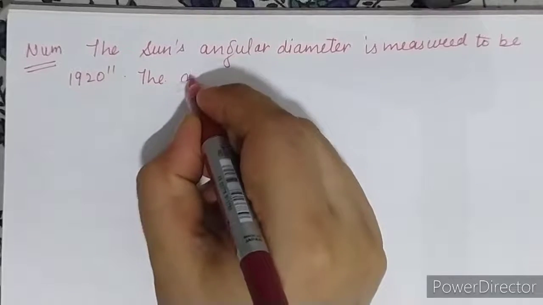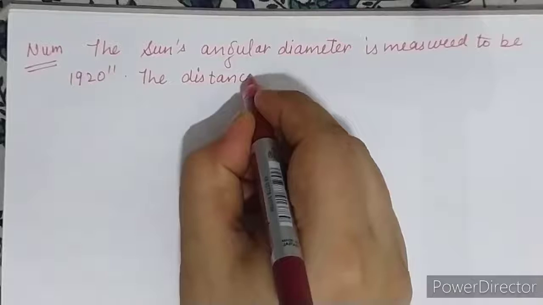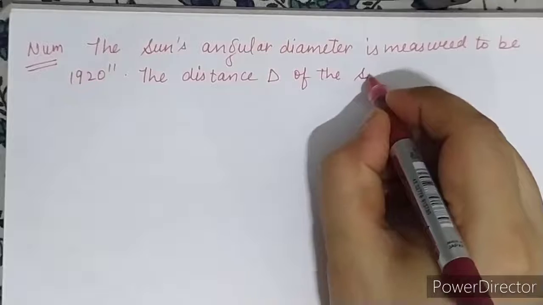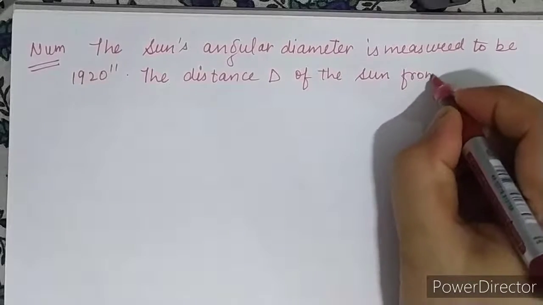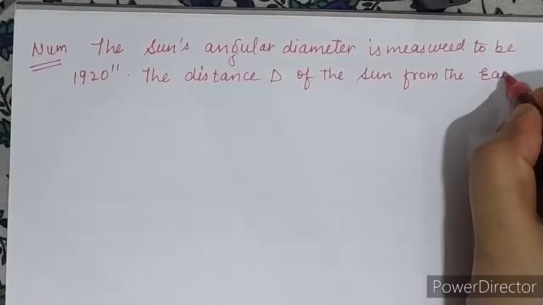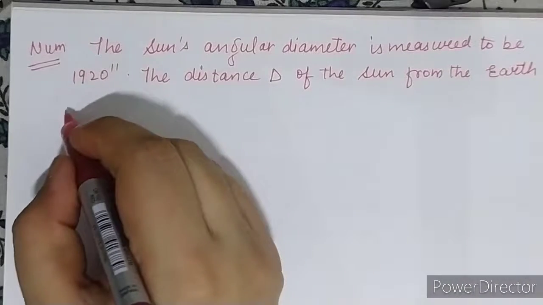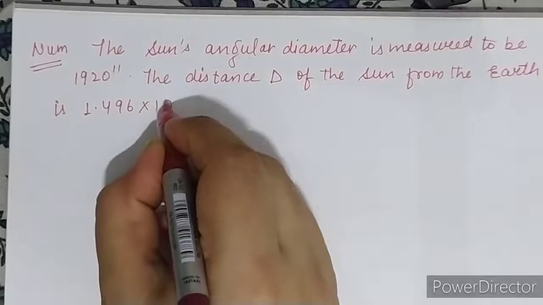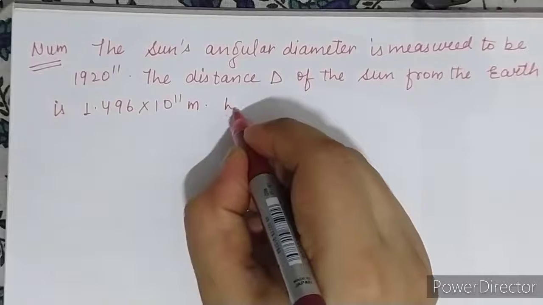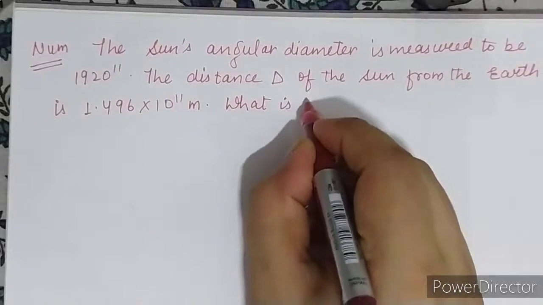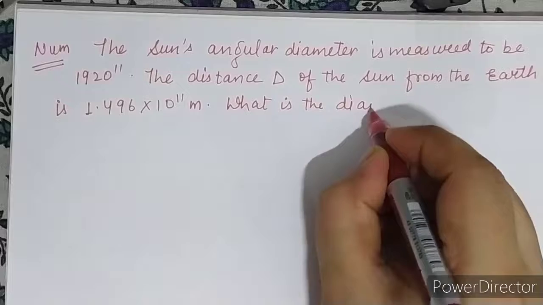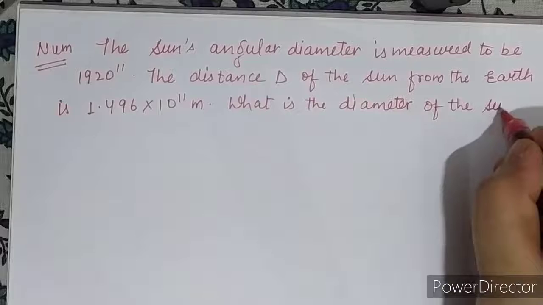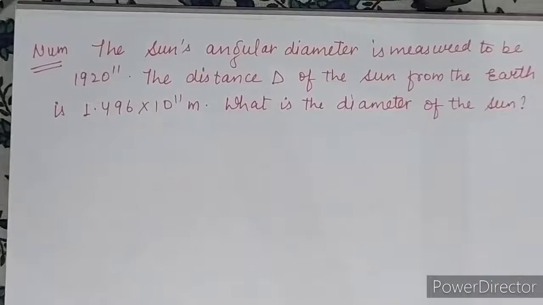Now the distance D of the sun from the earth is 1.496 into 10 to the power 11 meter. Then what is the diameter of the sun? You have to calculate the diameter of the sun.